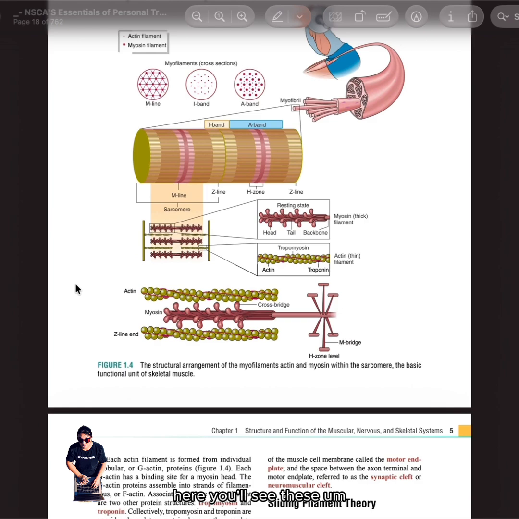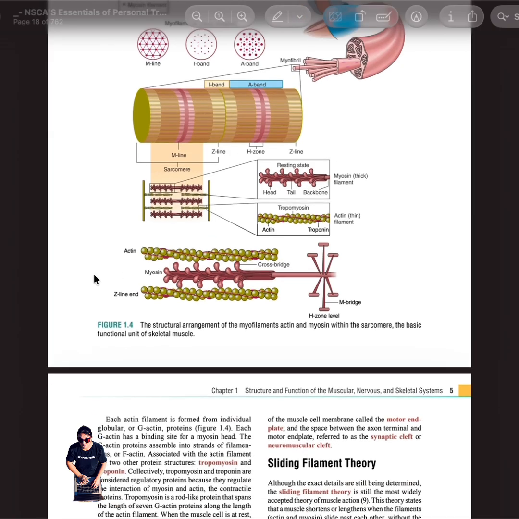Here, you'll see these. A band is the dark area containing myosin. The I band is the light containing only actin. Notice the word only. The H zone is the center of the A band where only myosin is present. So I has only actin, H has only myosin. The A is a dark area also containing myosin, but it's a dark area.